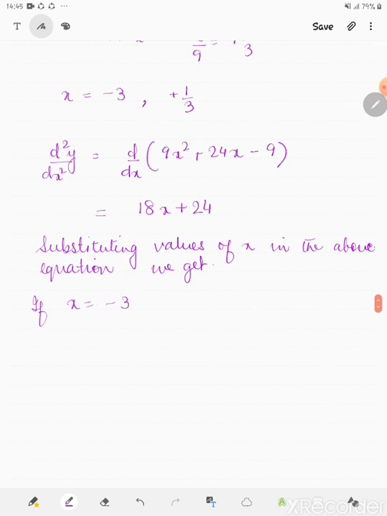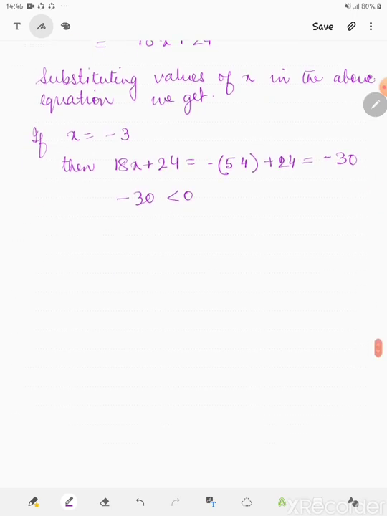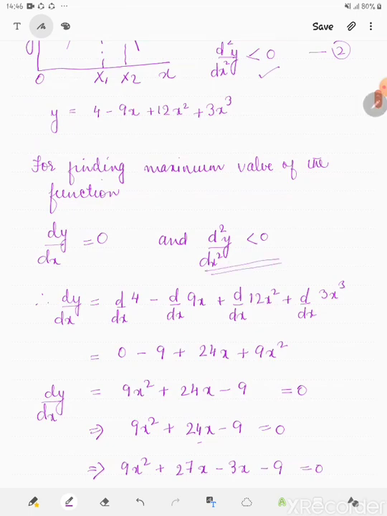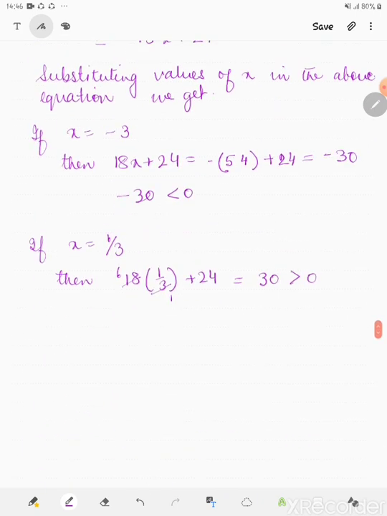if x is equal to -3, then 18x plus 24 कितना हो जाएगा, ये माइनस में होगा, है ना. So it is minus 54 plus 24, it will become -30, और -30 क्या है, लेस दैन 0 है. दूसरा भी करके देखेंगे. If x is equal to 1/3, then 18 into 1/3 plus 24. 3s are 6, so this becomes 30, which is greater than 0. तो कौन सा उचित होगा, सेकंड हमारा कंडीशन था, वो है कि d²y/dx² शुड बी लेस दैन 0, जो किस में फुलफिल हो रहा है, इसमें.